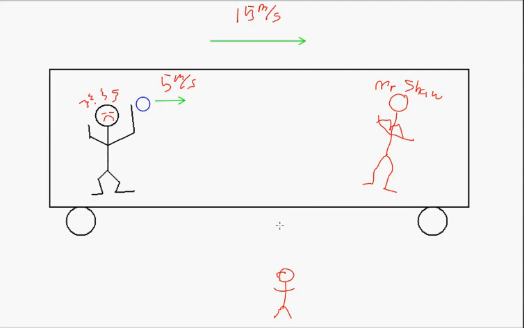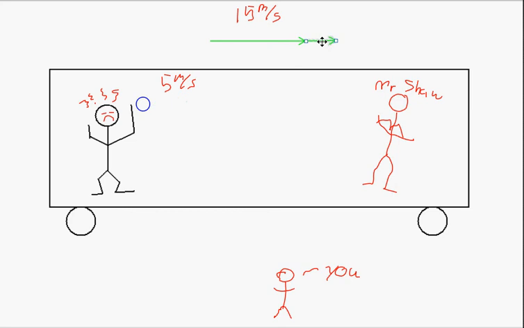Now, let's ask ourselves, our student, he sees the rock moving at 5 meters per second, he's on the train. Mr. Shaw sees the rock moving 5 meters per second, he's on the train. You are off the train. You're looking in through the windows as the train goes by. What do you see? Well, the interesting thing about relative motion is it's very similar to what we've been doing in class. It's simply vector addition.